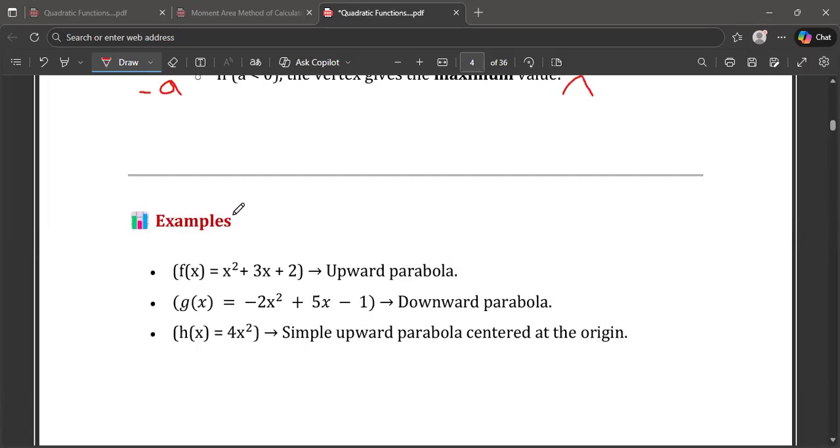Look at an example of a quadratic function. This function is in the form of what? f of x is equal to what? And what is the value of a? The value of a is what?